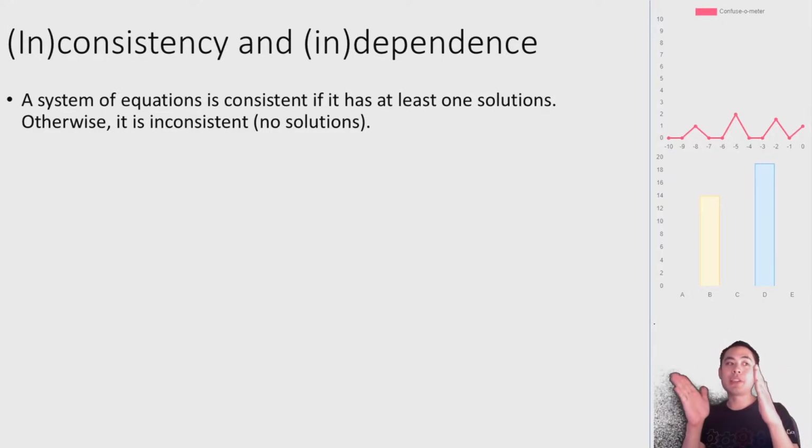So sometimes there aren't any solutions because the lines don't cross. If they cross at exactly one point, you have one solution. If the two lines are right on top of each other, then you have infinite solutions. So this is consistency and inconsistency. If it's consistent, it has at least one solution.